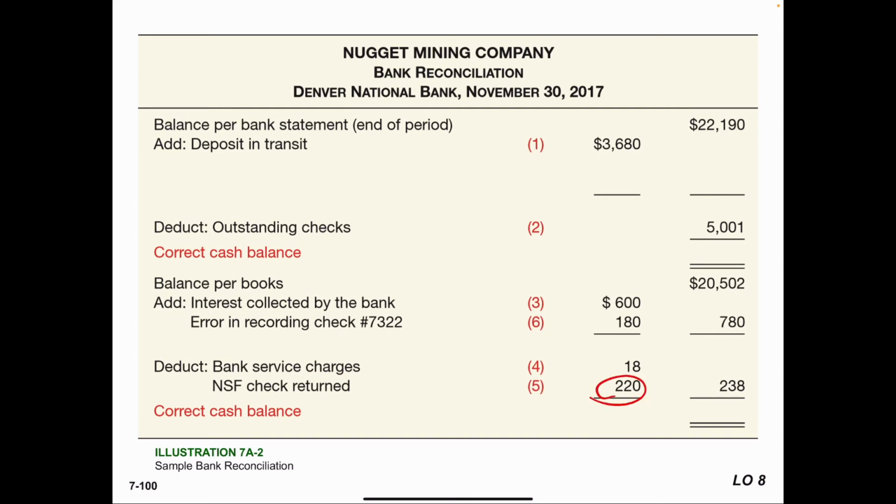Okay, why? Because $220 was counted as cash inflow by debiting this amount, right? However, it is NSF, so we should subtract.